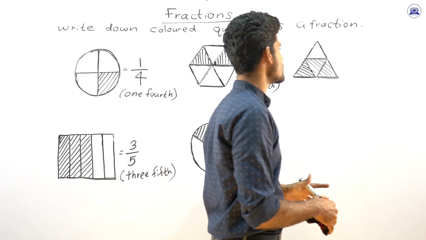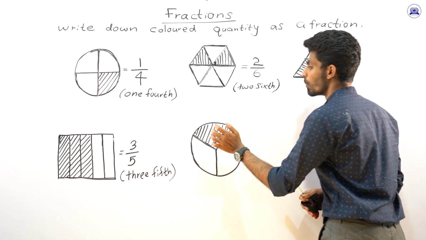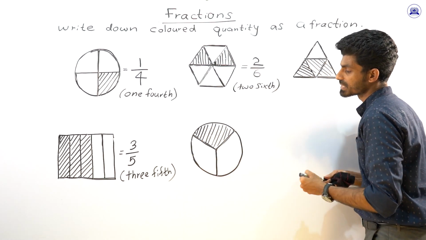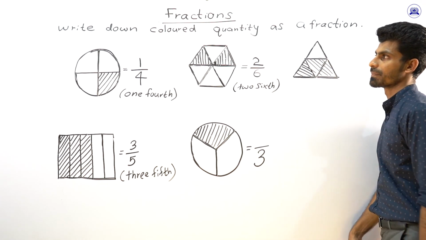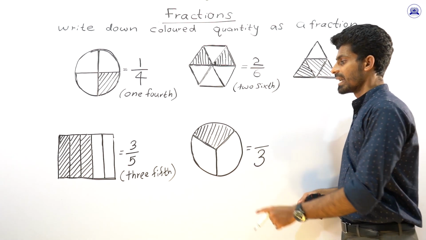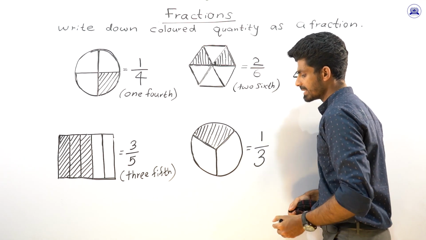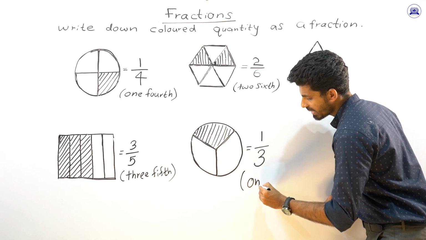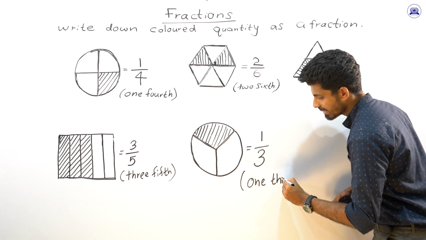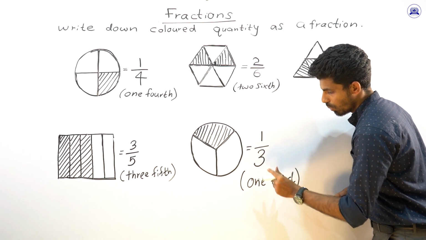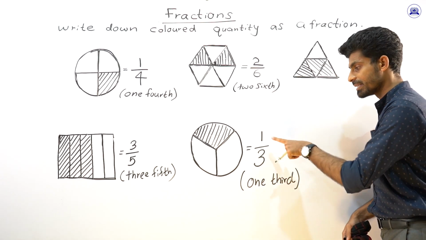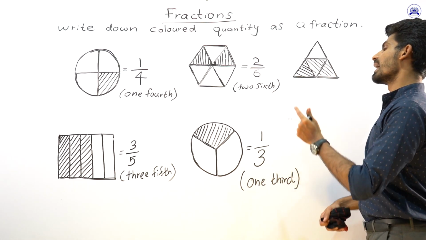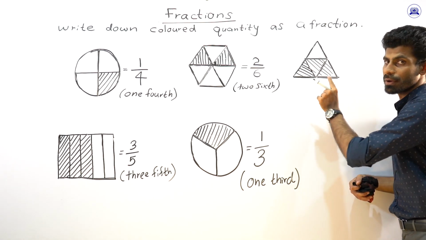Let's consider this one. 1, 2, 3 portions are there. So that means 3 portions, and only 1 portion is colored. So the fraction is 1/3. Now you can do the next one.